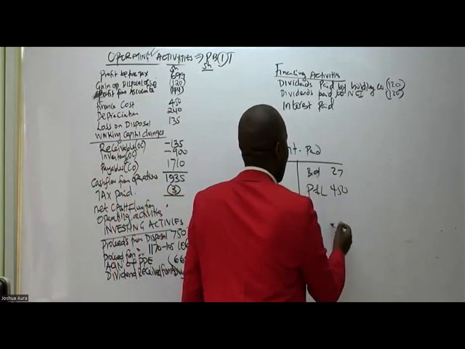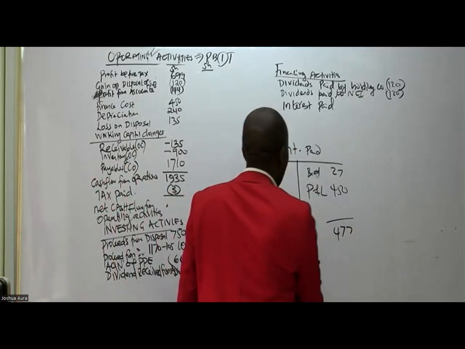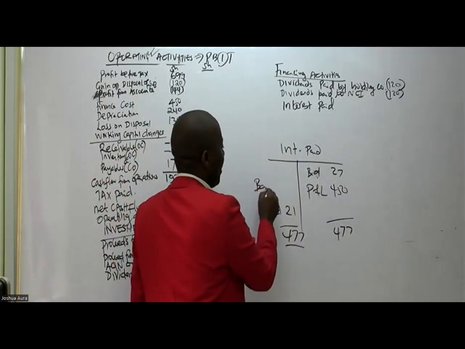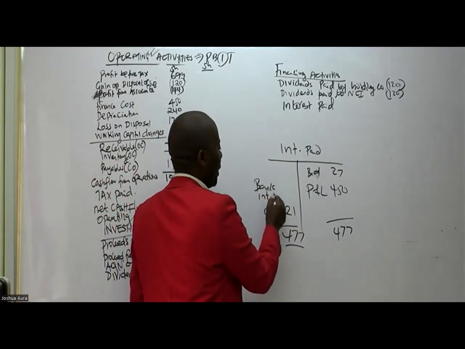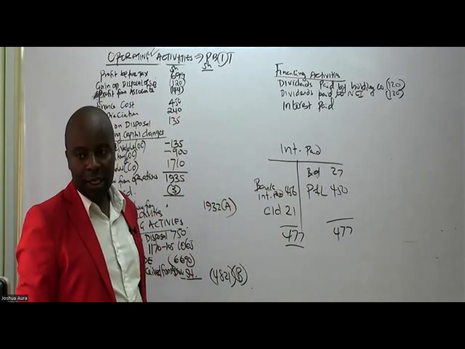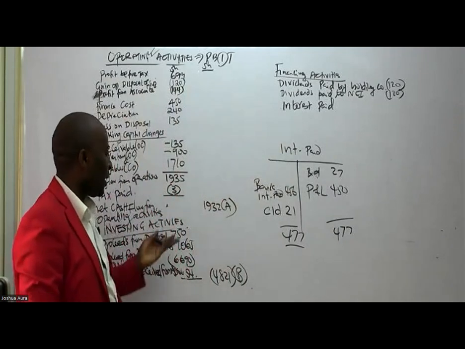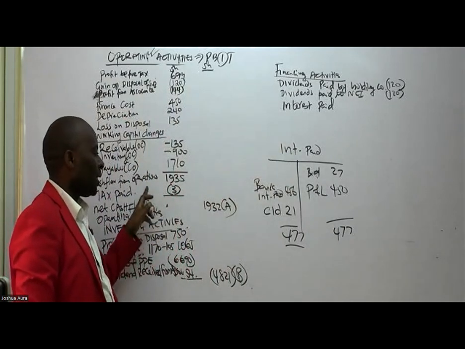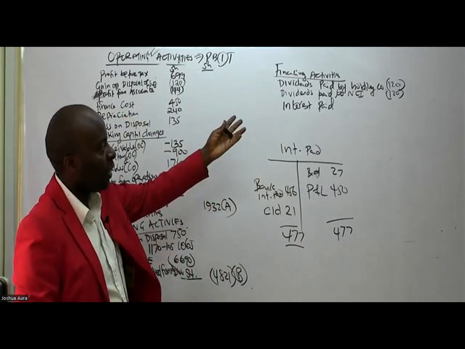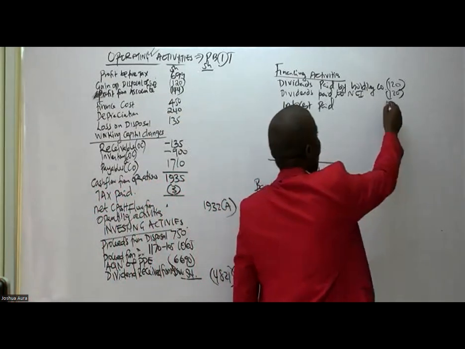Then the balancing figure, which will be 477 here and 477 there, the balancing figure will be the bank as interest paid. Interest paid, which you're telling me is 456. Remember, with this interest paid, most books say we bring it in with tax, but you can also put it there as a financing activity. So interest paid was 456.